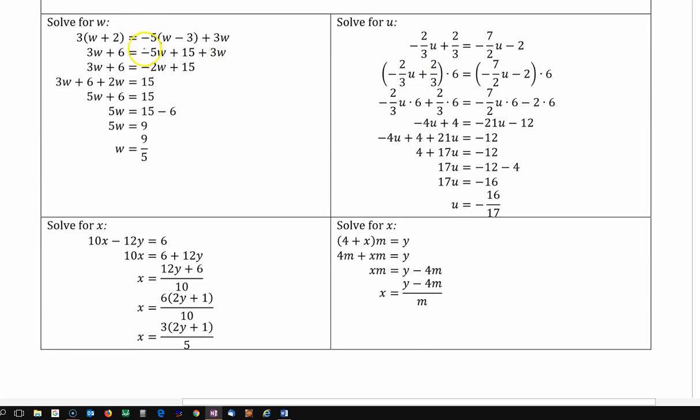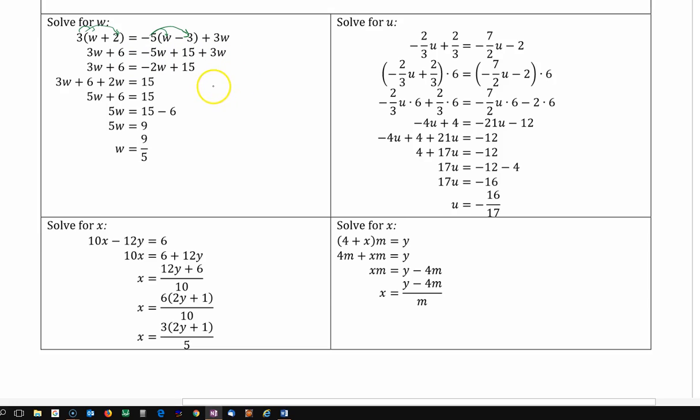Solve for w. The obstacle is the parentheses on the left-hand side and on the right-hand side. So we use the distributive property to get rid of them. We distribute 3 and minus 5. Be careful when you distribute a negative number. So we get 3w plus 6 equal to minus 5w plus 15 plus 3w.